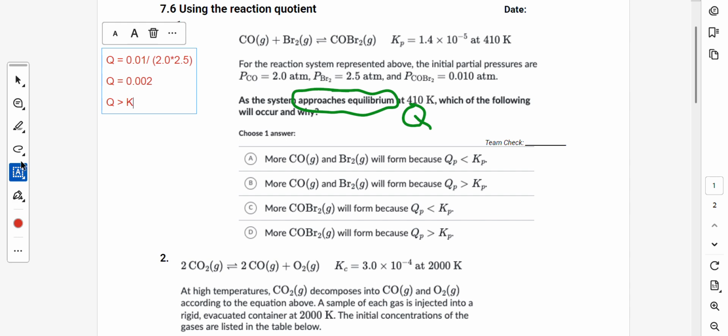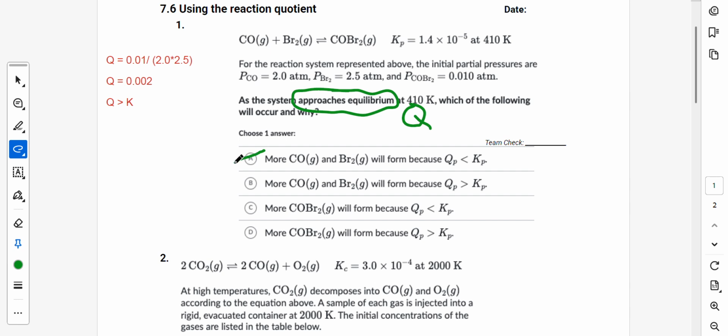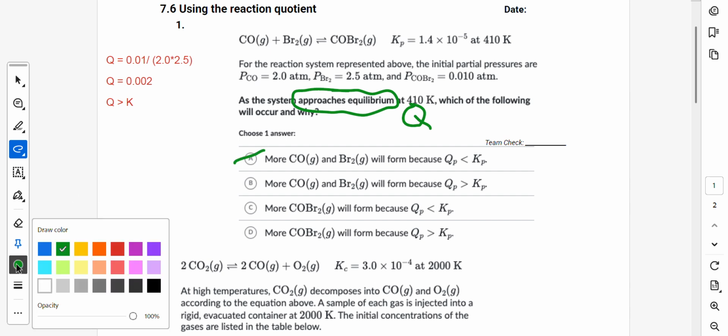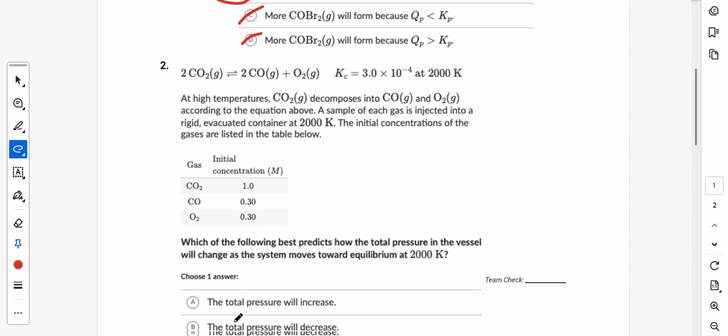That can't be right. Let me get that out of here. More carbon monoxide and bromine will form because Q is greater than K. That looks like the one. It's got to be B right there. So, all right, number 1 is done.